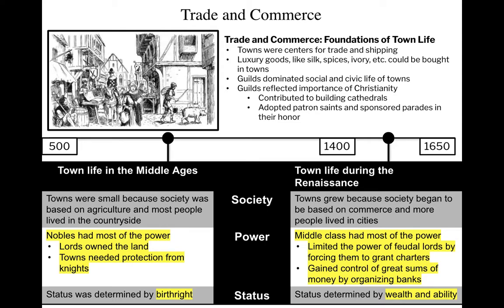And then as far as status goes, in the Middle Ages, your status was determined by your birthright. So if you're born a serf, you die a serf. If you're born a lord, you die a lord. There was no social mobility. But in the Renaissance, we start to see a little more of that social mobility because status will now be determined more by wealth and ability than it will be by birthright, which is something we have more of today.